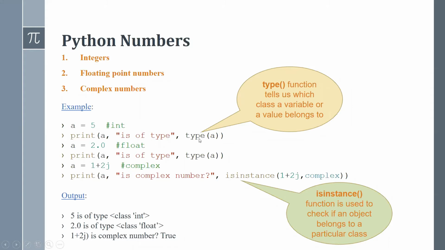If you see here, I've used something called type of A. For you to know what type of variable it is, Python has a built-in function called the type function. When you give type of and then whatever variable you want to test, it will tell you what type it is. I said print A, and here it says 5 is of type class int. So the system tells you it is an integer. Similarly, 2.0, since there's a decimal, it will tell you it's a float. 1 plus 2j is a complex number, so it will tell you a complex number. This is how 3 different numbers are stored in Python.